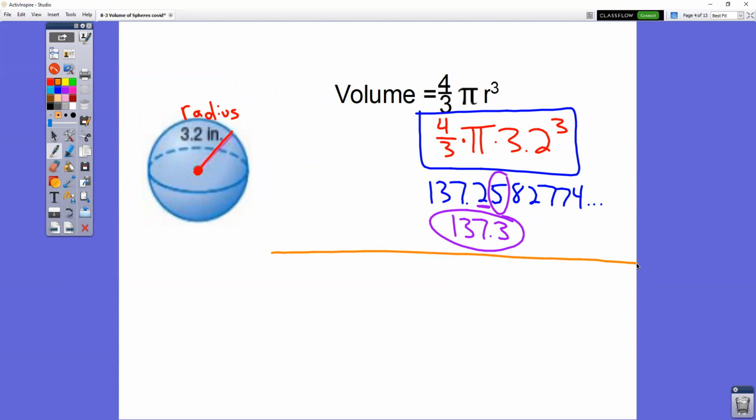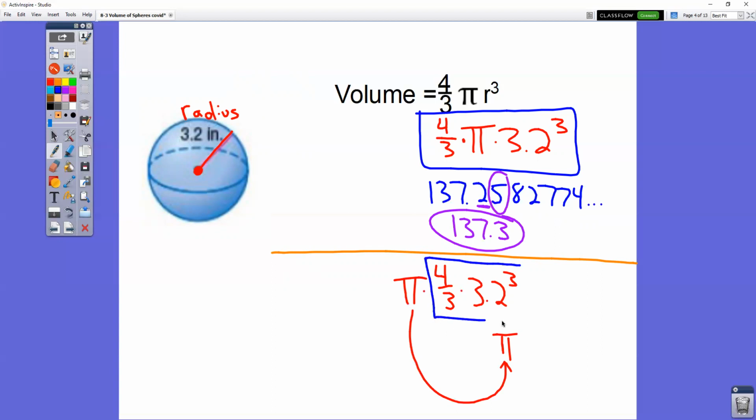Leaving your answer in terms of pi. When you go to leave your answer in terms of pi, you want to type in everything except for the pi symbol. So 4/3 times 3.2 to the third power. We're just going to take our pi symbol and stick it at the end. So all that you're typing into the calculator is 4/3 times 3.2 to the third power. You get a big long decimal answer.